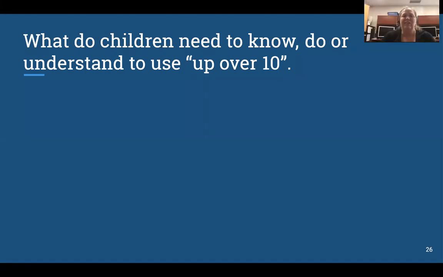Exactly. And also, how do we help them be ready? So back to my cornfield analogy, how do we help them to be able to tap into the up over 10? So there are three key things that they need to know, do, or understand, like Jana was saying, in order to use up over 10.